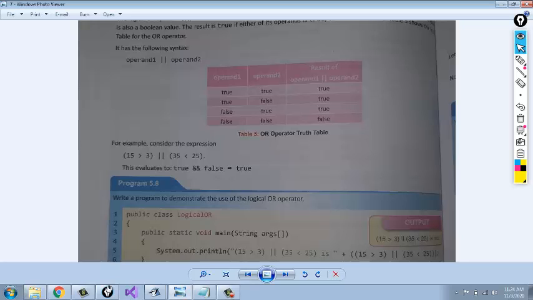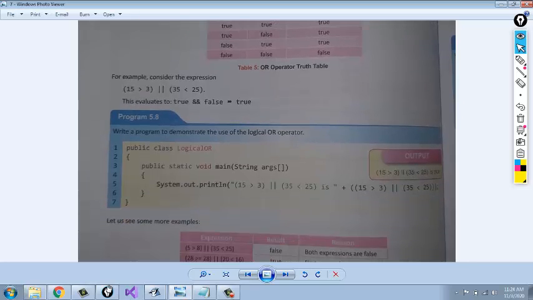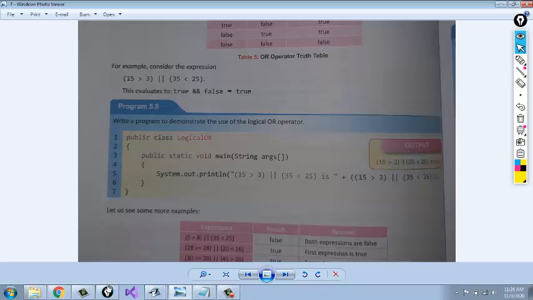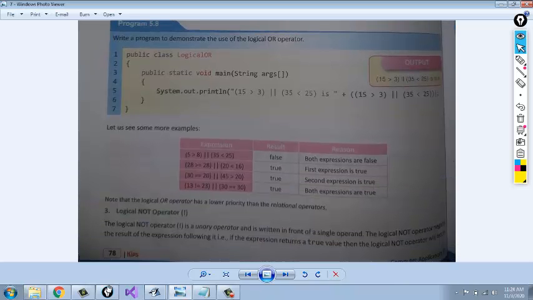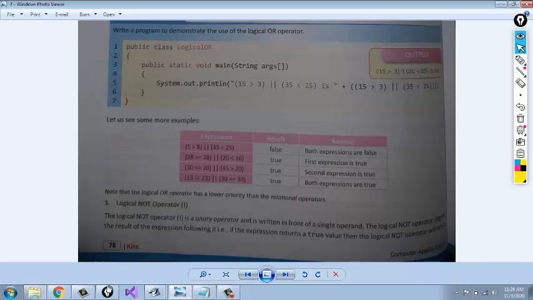See, 15 greater than 3, that is actually true, isn't it? Then 35 less than 25, that is actually false. So true logical OR false will be true, isn't it? The same program, only changed to the logical OR operator. The result will be true. Some examples are given.